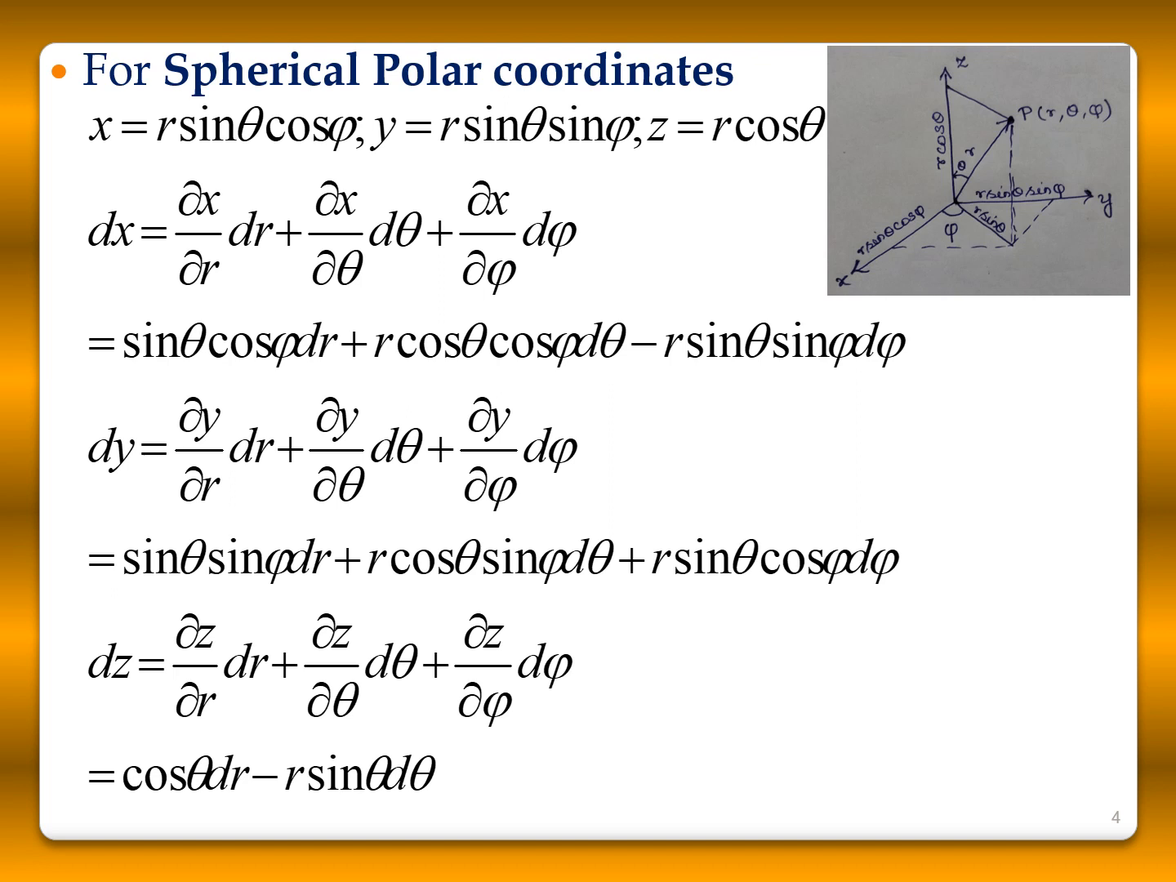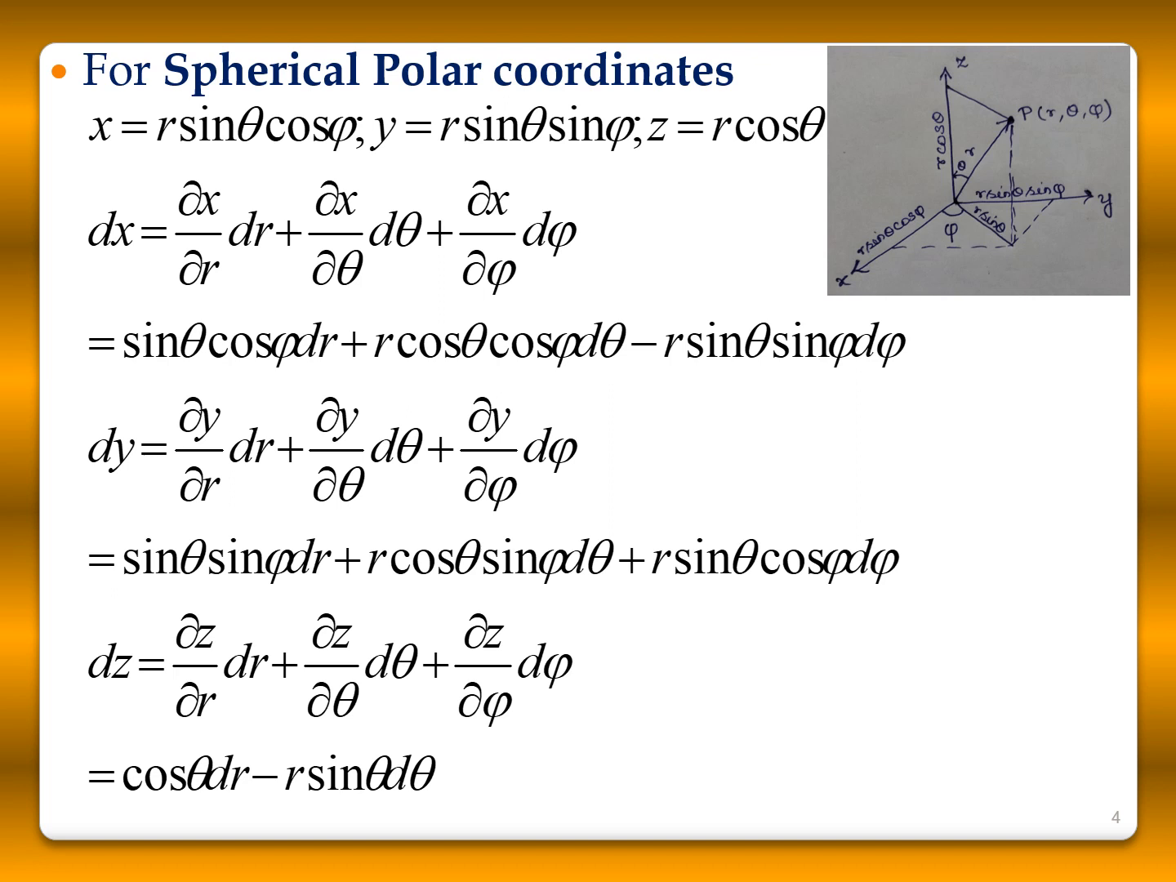So along the x-axis it is r sin theta cos phi, and along the y-axis it is r sin theta sin phi. So we can write x is r sin theta cos phi, y is r sin theta sin phi, and z is r cos theta. This is where x, y and z come from.